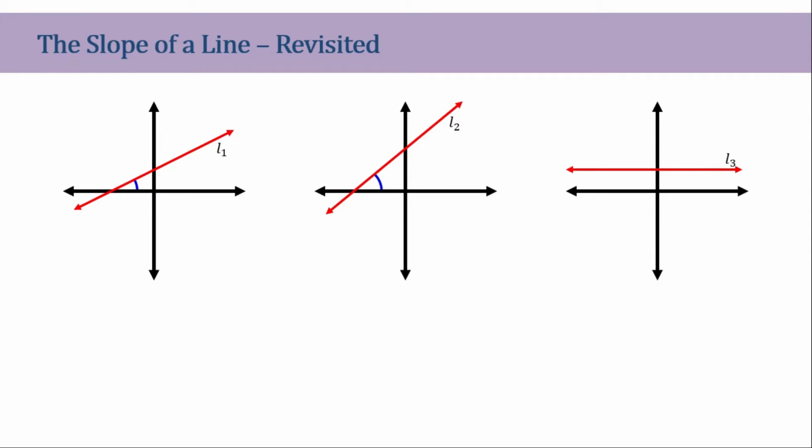As you can see, there are different graphs of lines on your screen: line 1, line 2, and line 3. Now how can we differentiate each line? We can say that the three lines differ in their steepness. Line 2 is steeper compared to line 1, while line 3 has no steepness at all.